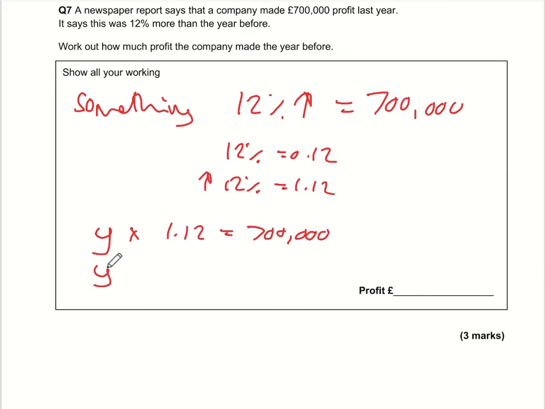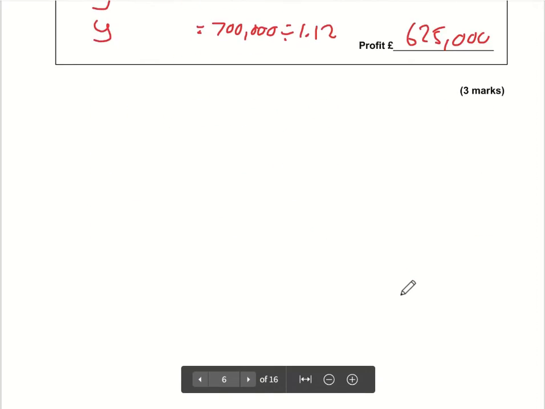So therefore, the original value, which I said is y, is 700,000 divided by 1.12, and that comes to £625,000. Quite a tricky one, just rearranging it. It's definitely the hardest question so far. And if you're not clear on the multipliers, 12% is 0.12 when you're calculating 12% of an amount. It's the decimal equivalent of 12%, in other words 12 divided by 100. That's how you get this number here, and then just add 1 to it. And then we're just working the question backwards. Quite a tricky one, that.